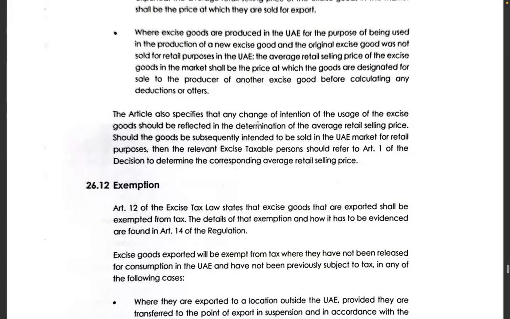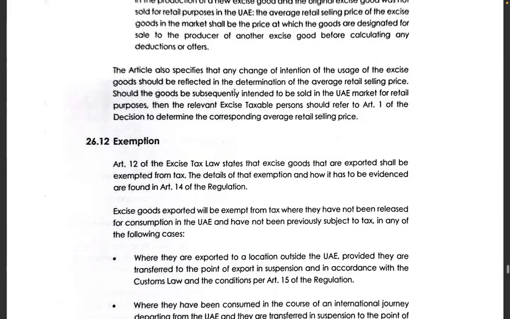The article also specifies that any change of intention to the usage of the excise goods should be reflected in the determination of the average retail selling price. So, the change in the intention of the usage of excise goods should be reflected in the determination of the average retail selling price. Should the goods be subsequently intended to be sold in the UAE market for retail purposes, then the relevant excise taxable person should refer to Article 1 of the decision to determine the corresponding average retail selling price. So purpose changes, the price may also change.